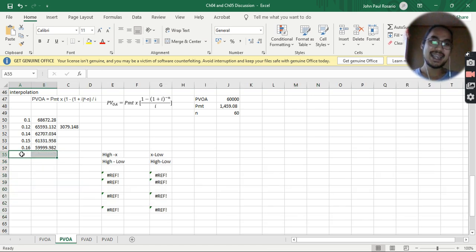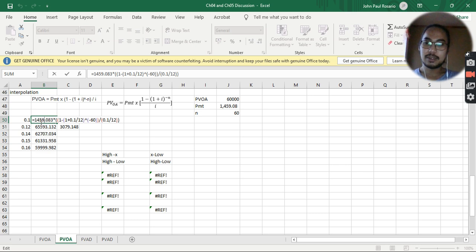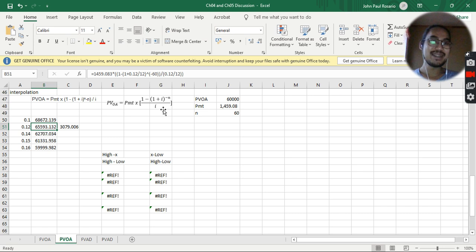Okay. So, in this case, let's try solving it using 10%. So, that's 459.08 and then 1 less 1 plus I, 10% over 12, raised to the power of negative 60, all over 0.10 over 12. So it will give us a present value of 68,672. Okay.